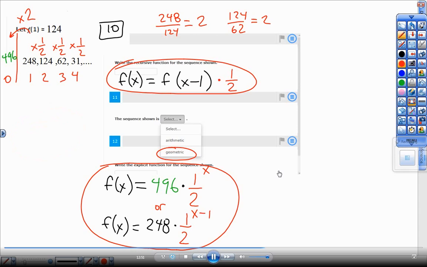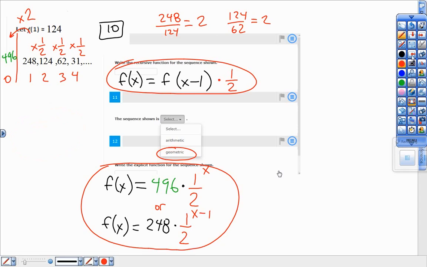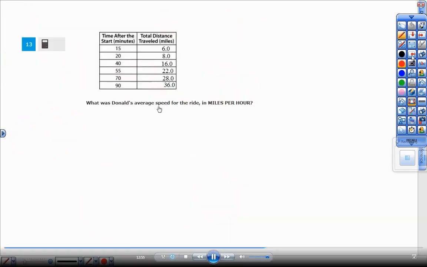All right, 13th problem. Here it comes. For this one, again, Math 1, this problem will not be on the benchmark. It's optional if you want to do this. Math 1 honors for sure.